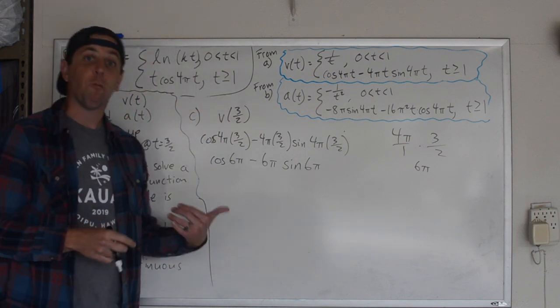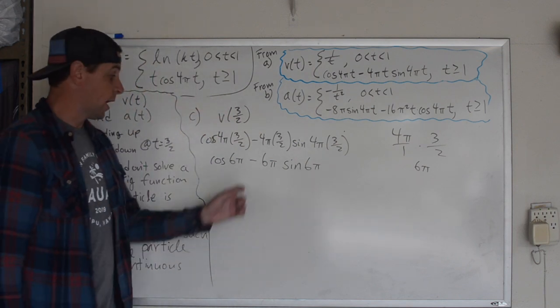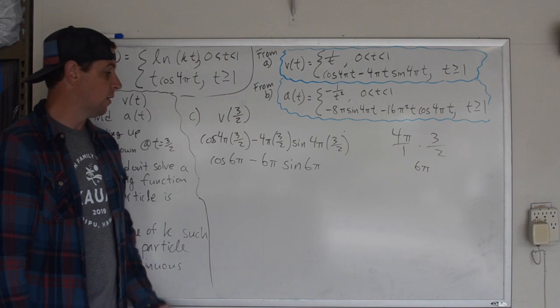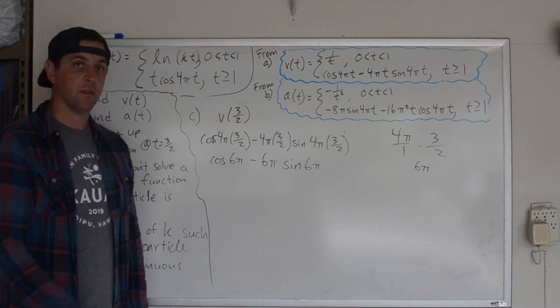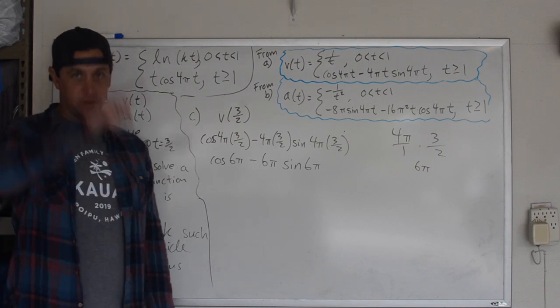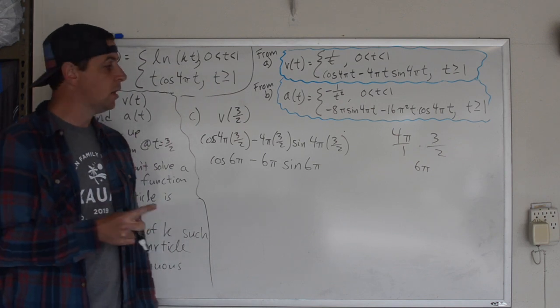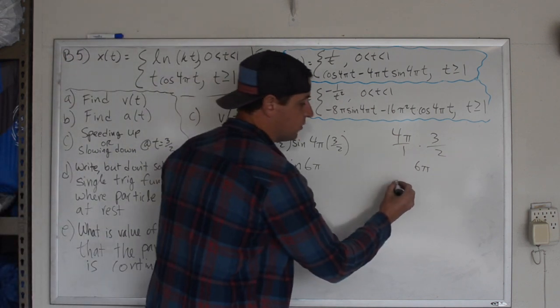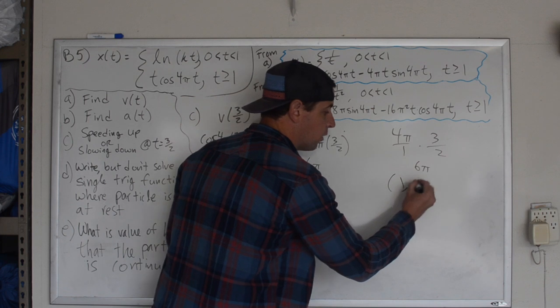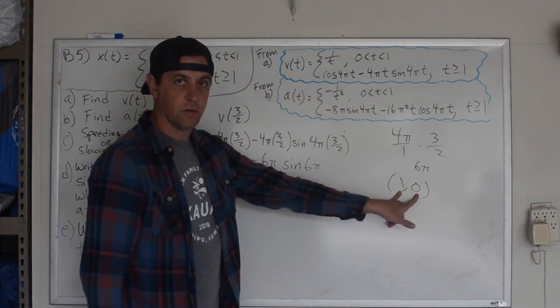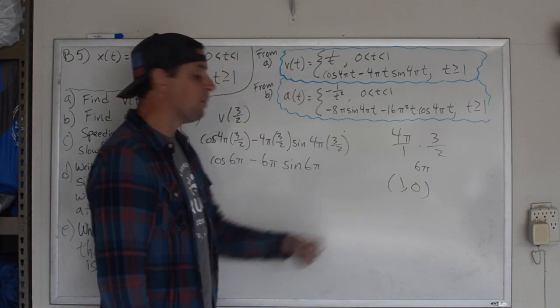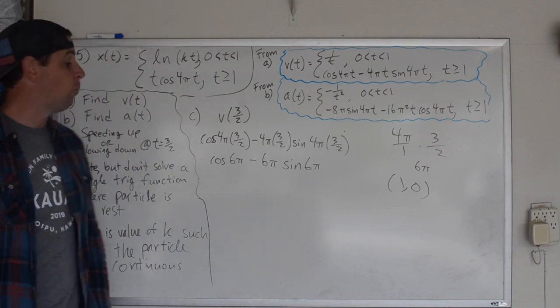So now I need to think, where is 6 pi so I can evaluate cosine and sine of it. Well, on the unit circle, 2 pi is a full lap, so 6 pi is 3 laps around. We're back at essentially our starting point, at 0 radians, where the coordinates are (1, 0). Remember, cosine gives me my x value, and sine gives me my y value.